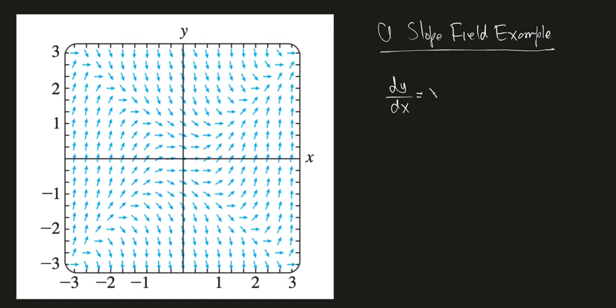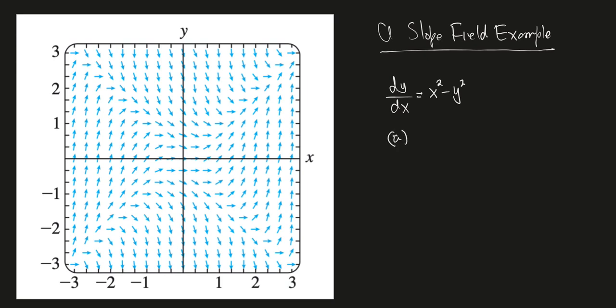dy/dx is equal to x squared minus y squared, right? So it's not a terribly complicated one, but it's not linear, right? And it's not separable, so this would not be something that we could solve easily. But we have software out there that can generate slope fields, and then let's just see how we can utilize this.